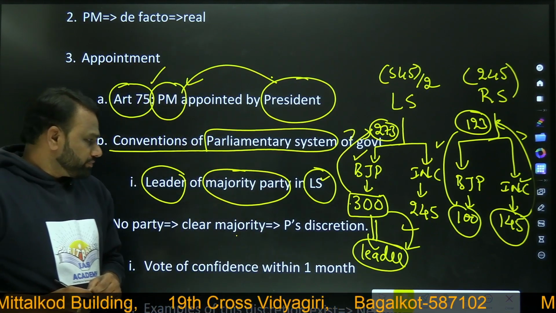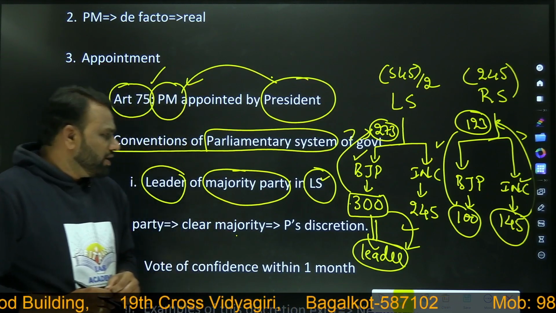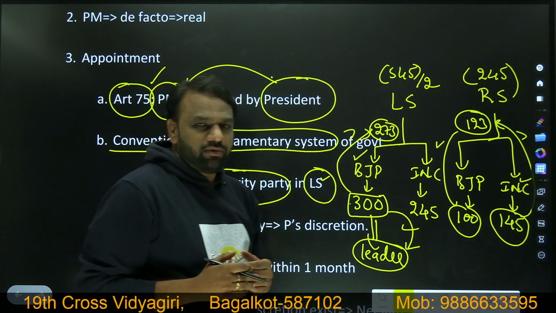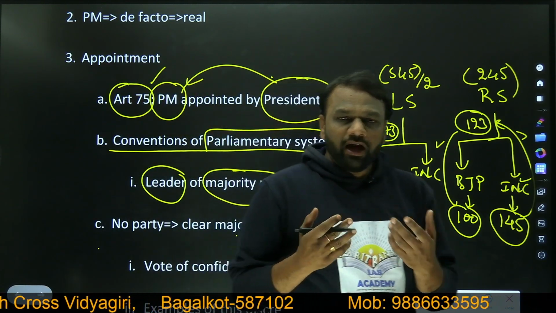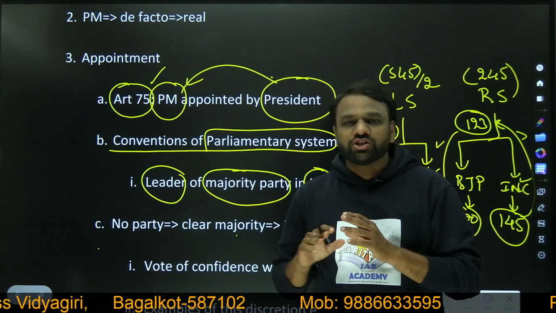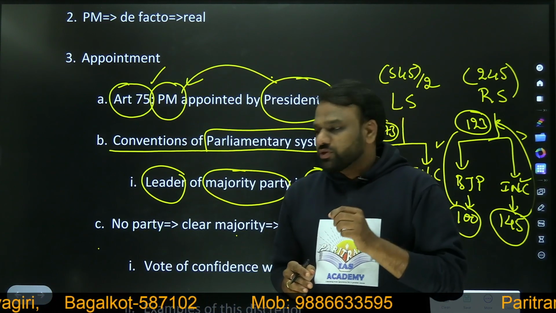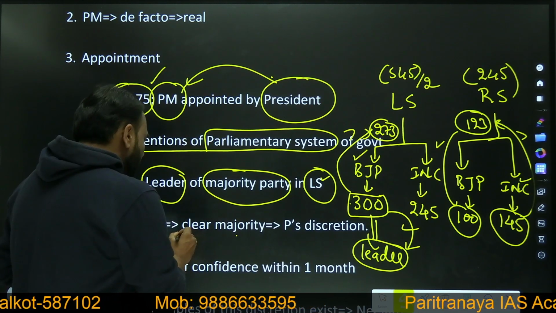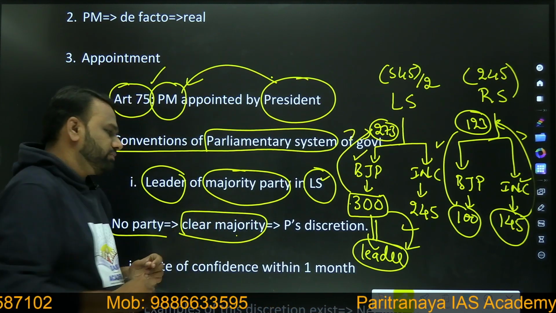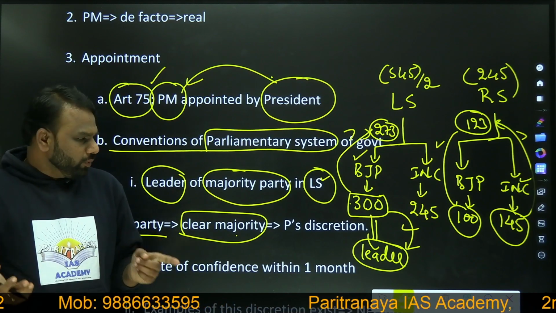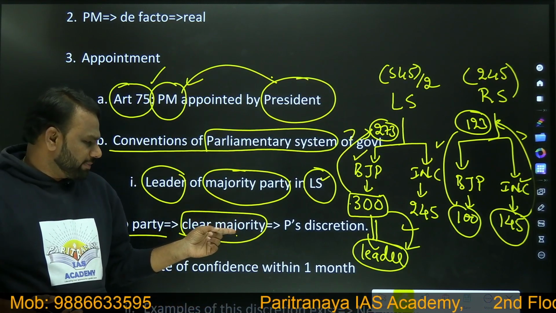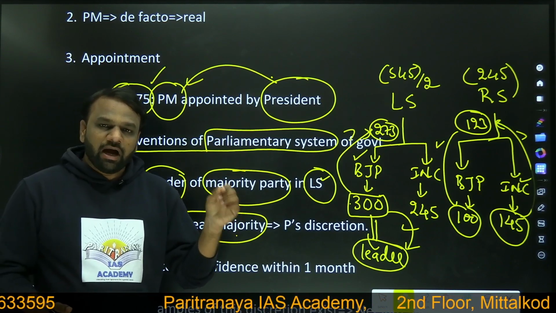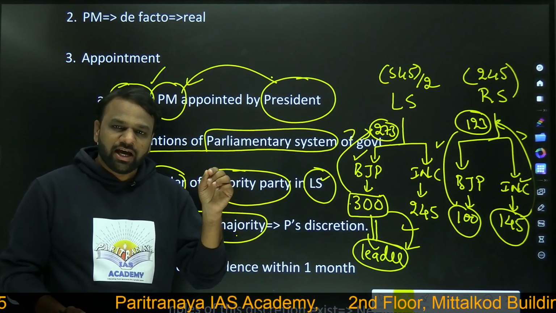Now, this is one case. There are a few cases wherein the President has discretion. Discretion means the President can appoint a Prime Minister of his choice. So when will that situation arise? When no party has a clear majority in Lok Sabha. Then the President can exercise discretion, which means he can appoint a person of his choice as Prime Minister.